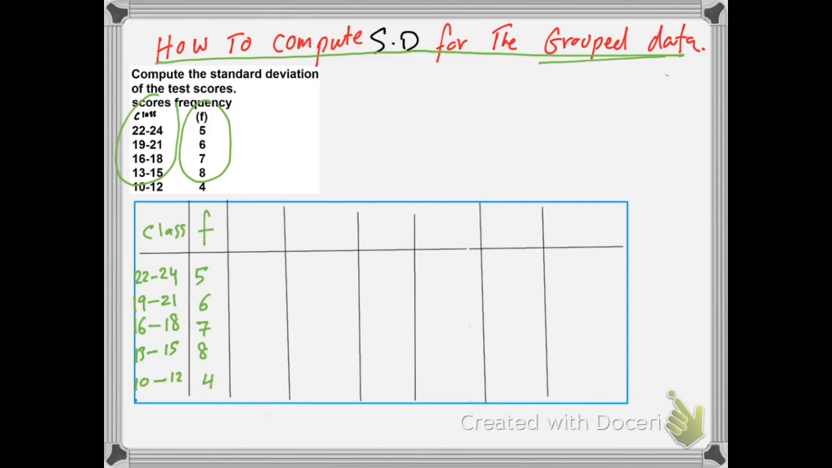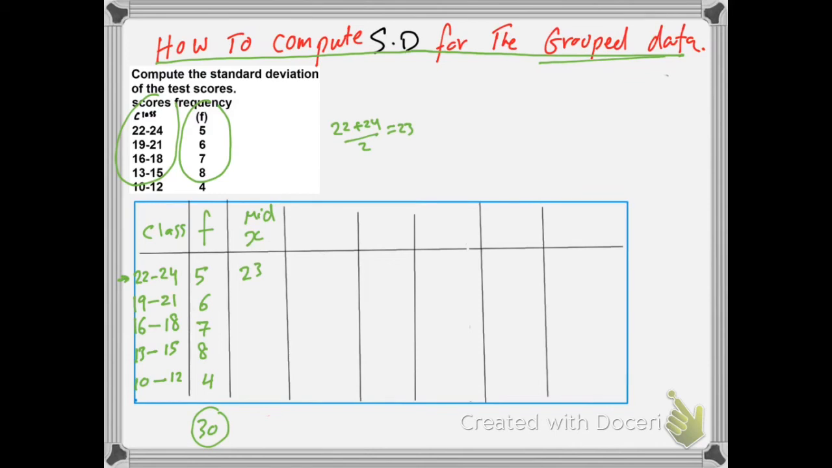Try to add all of them. Their addition will be approximately 30. Here I'll try to compute x. If you remember, x will represent the midpoint. Between 22 and 24, you can just add them. Then 22 plus 24 divided by 2, the answer will become 23. Then here the midpoint is 23.